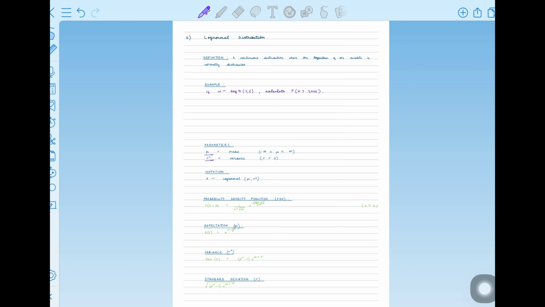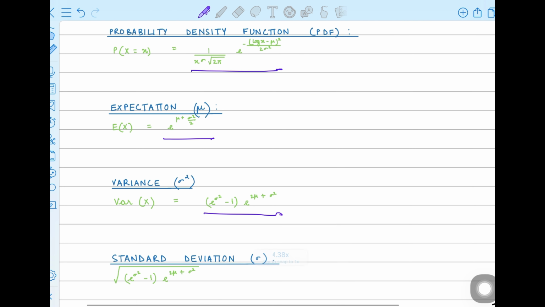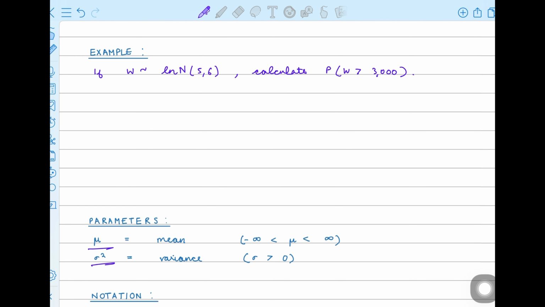Here we have the probability density function, the mean, and the variance. Note that compared to the normal distribution, there is an additional x here, and this x becomes logarithmic x. The mean and the variance also vary. Now, let's look at the example.